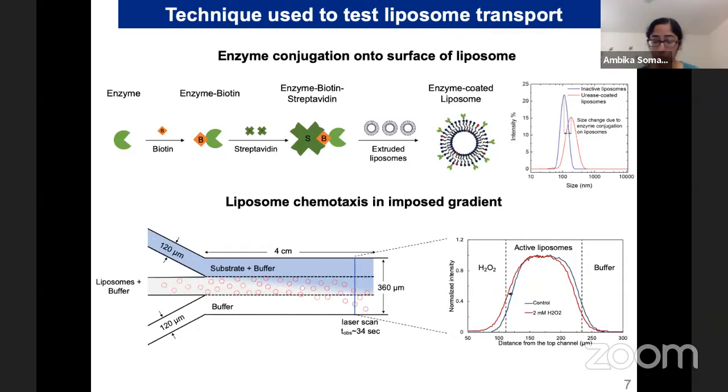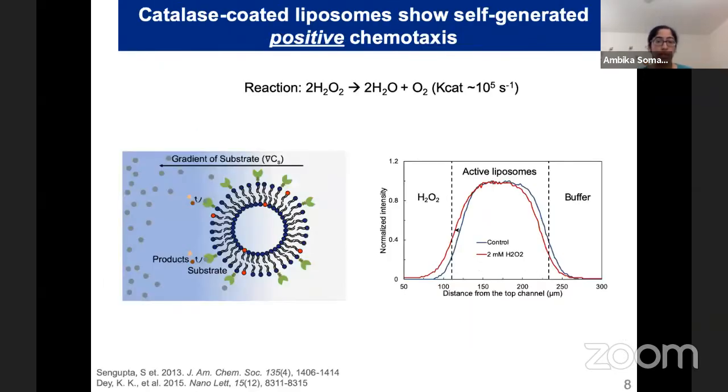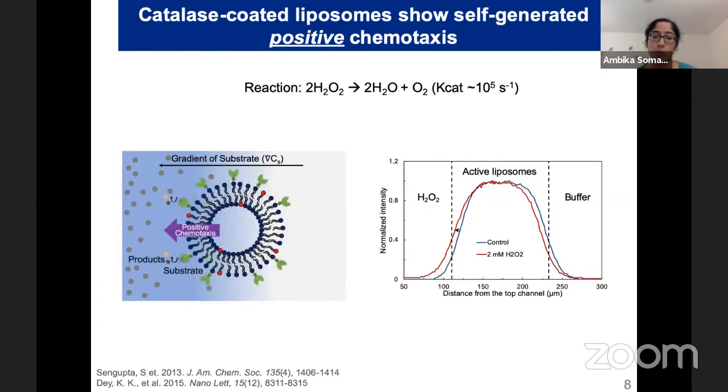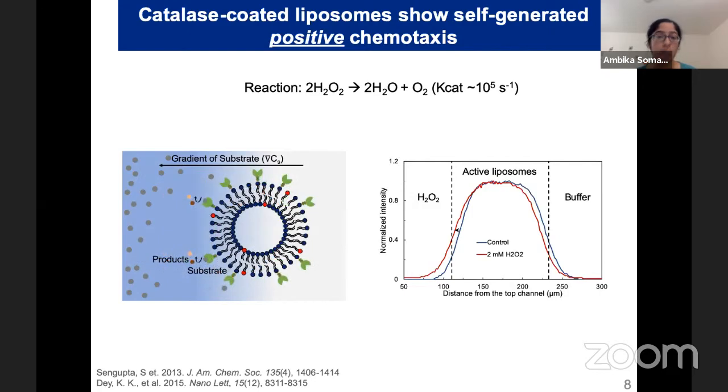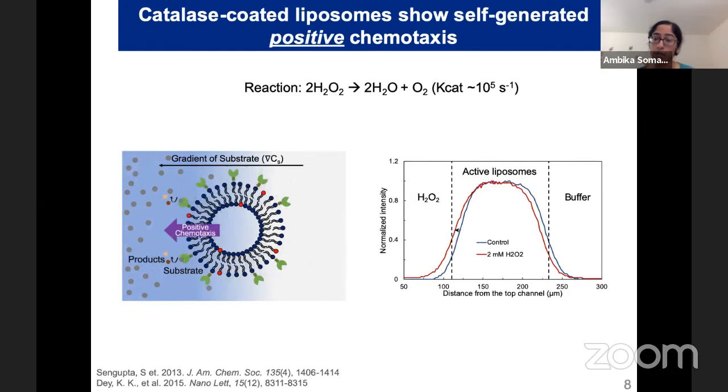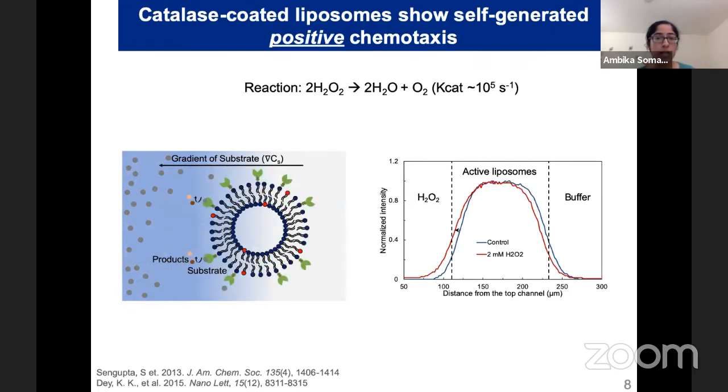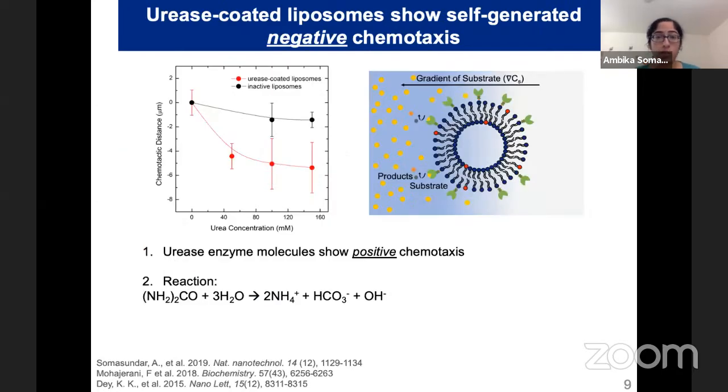So the first enzyme that we tested was catalase. Catalase is an enzyme that converts hydrogen peroxide into water and oxygen, and it's pretty fast. And similar to literature, we were able to see that active catalase-coated liposomes also move towards higher concentration of hydrogen peroxide. And this was in agreement with enzyme molecules and enzyme-coated hard particles, as we saw from literature. So no surprise there. The next enzyme that we tested was urease.